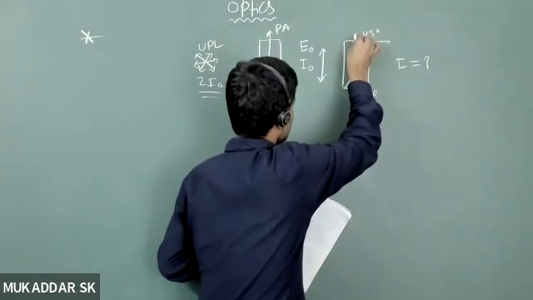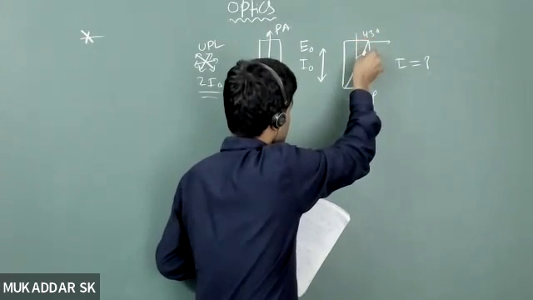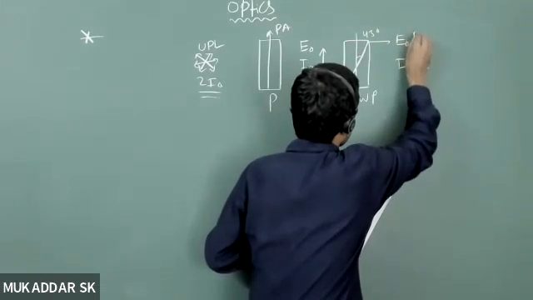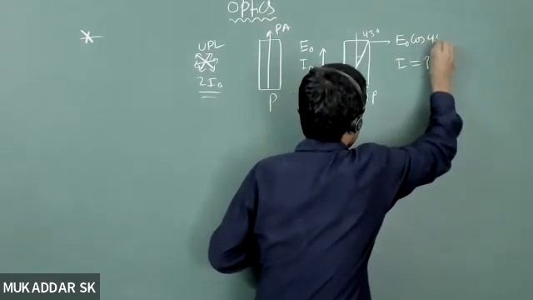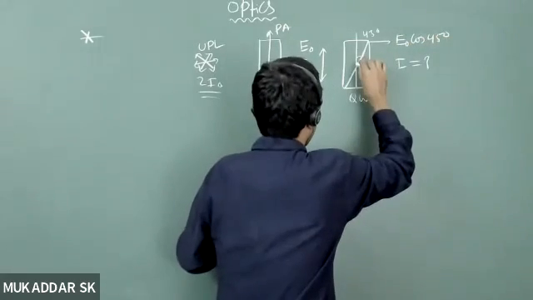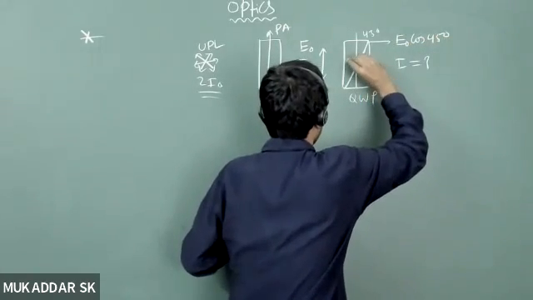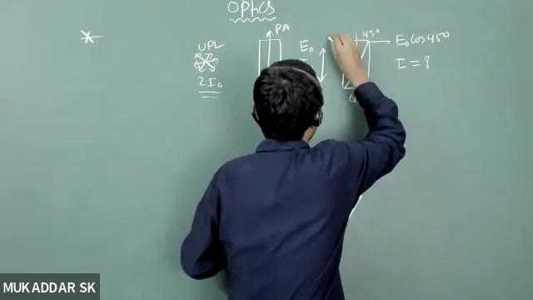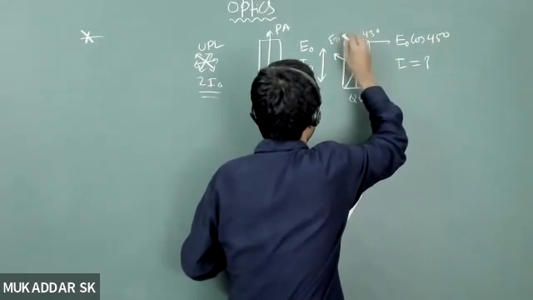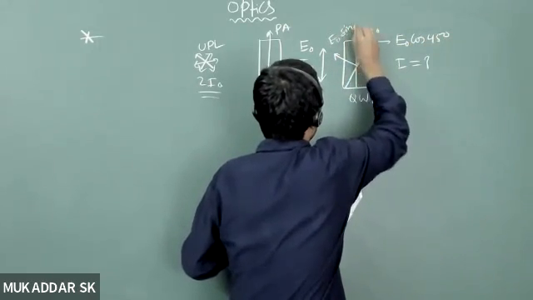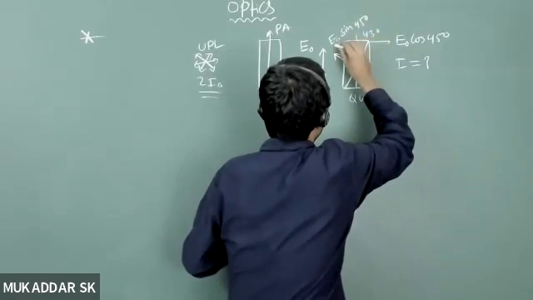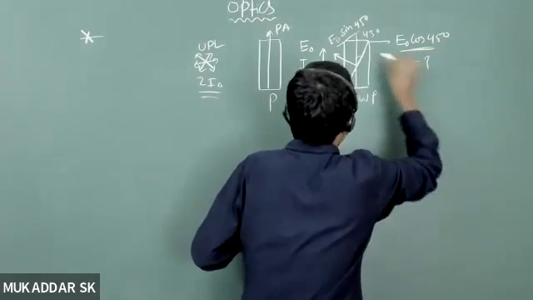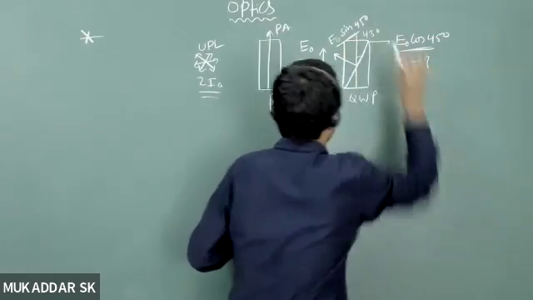So it will split into two components. The component parallel to the optic axis, the E ray, will have amplitude E naught cosine of 45 degrees. The other component, perpendicular to the optic axis, is the O ray, with amplitude E naught sine of 45 degrees. These are the amplitudes of the incident E ray and O ray.